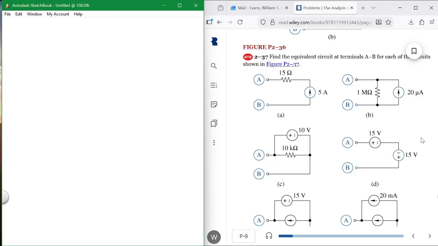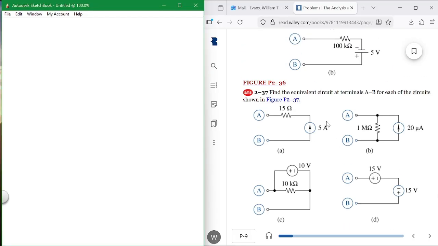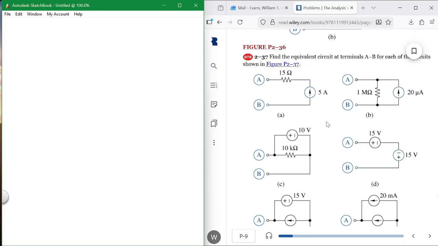Find the equivalent circuit for each of these. I'm not going to do them all, but I'm going to do a couple of them. 37, A. From A to B, what would be the equivalent circuit? What's the equivalent circuit of a current supply through a resistor? Just a current supply. The resistor is of no value.